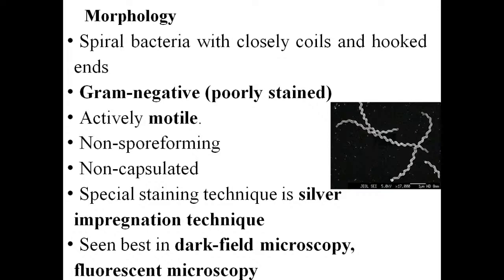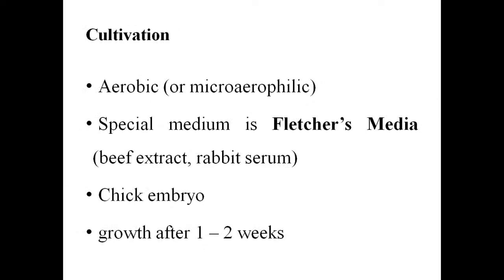When smear is treated with fluorescence antibodies that bind to bacteria, we can see brightening of bacteria on black background. What about cultivation? This bacteria is aerobic or microaerophilic. Needs a decreased amount of oxygen, and this bacteria is the only one that can be cultivated on media. Treponema and Borrelia are not cultivated. Leptospira may be cultivated in Fletcher's media.